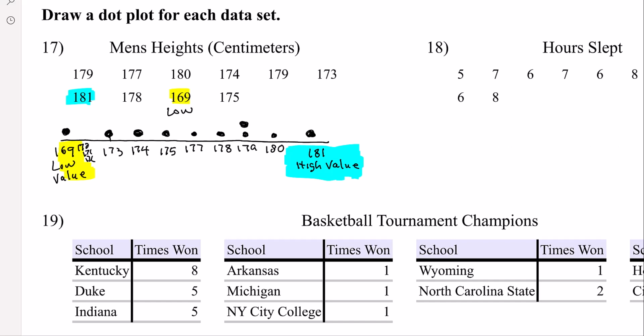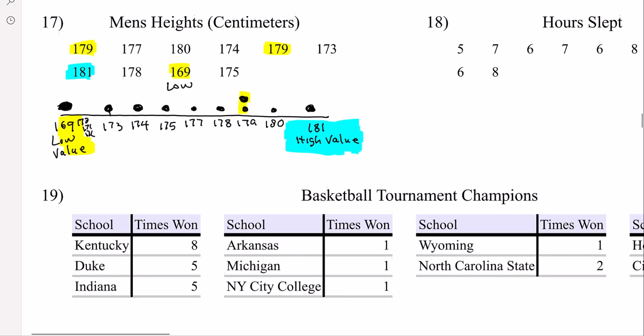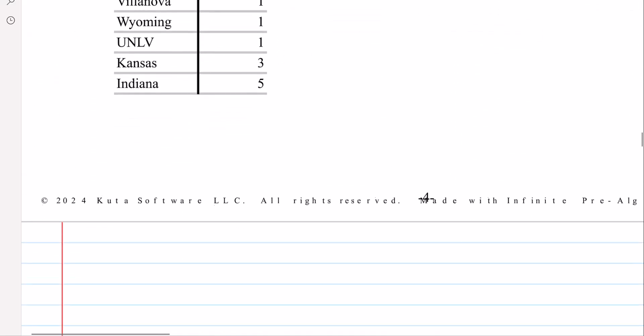You shouldn't skip values. And then you just take each instance. So there's one instance of 169, so you draw a dot above 169 and so forth. There were only two instances, 179 and 179, where there were two dots. And now, if you're asked to find the mean, median, mode, and range, you could, because you have all of those values listed.